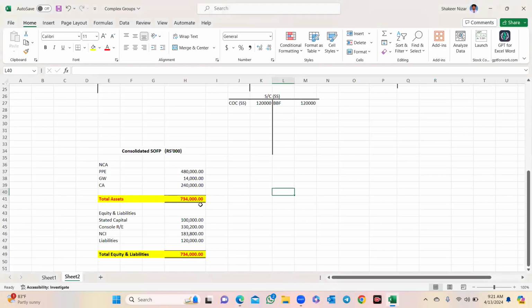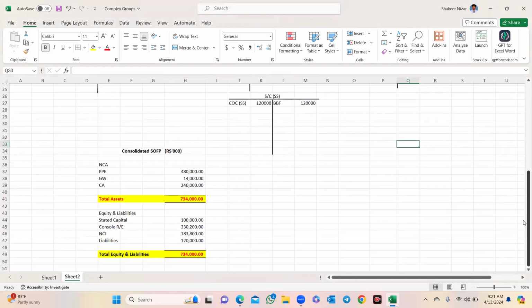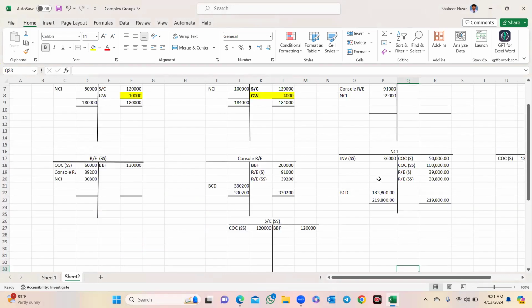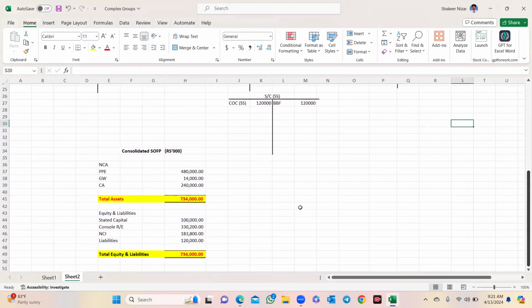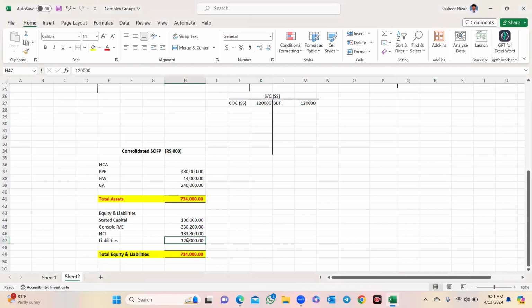Right. Equity, the parent portion, 100,000. So you can recognize 100,000. And the consolidated retained earnings, what is the balance? Here you can see 330,200 consolidated retained earnings. And the NCI account, 183,800. And the liabilities, what is the amount? Liabilities, after line by line addition, 120,000. So that is the answer, 734,000. The answer is balancing. That is simple.